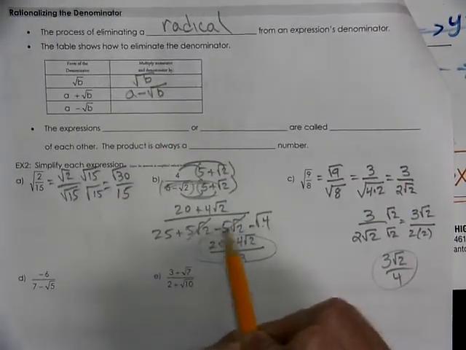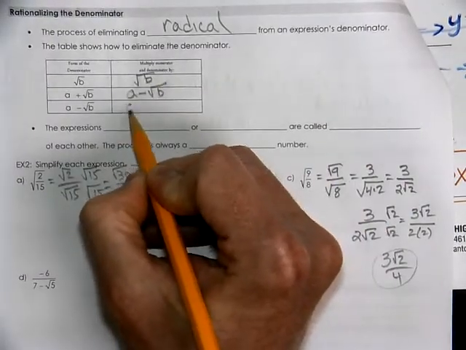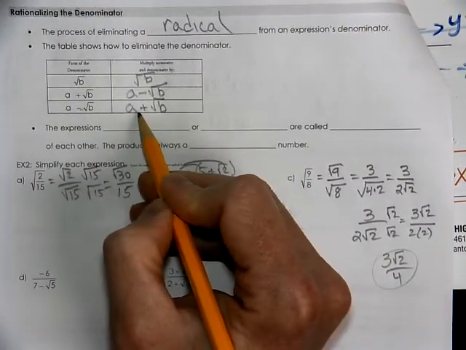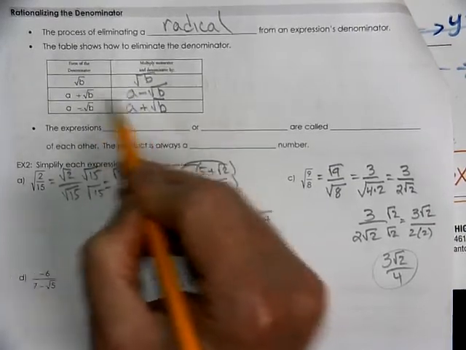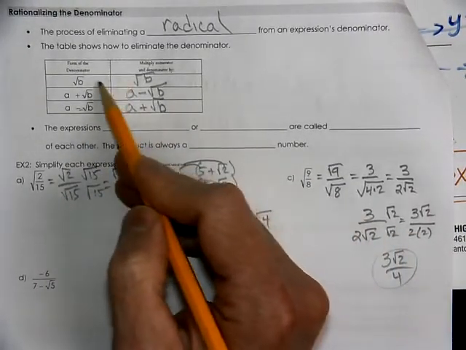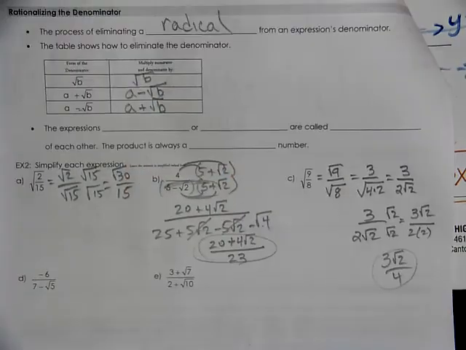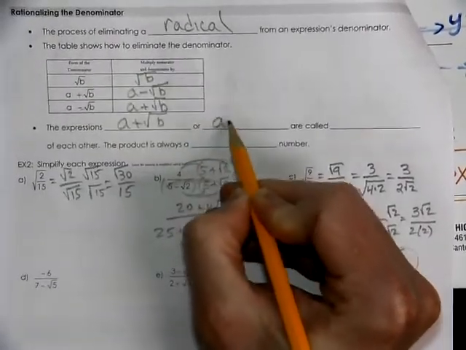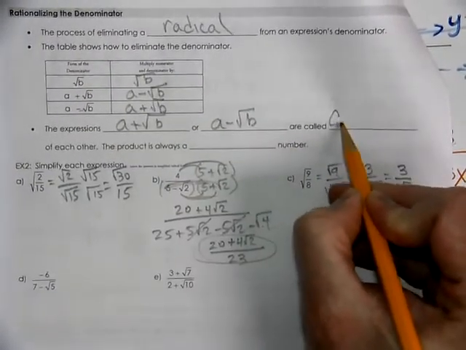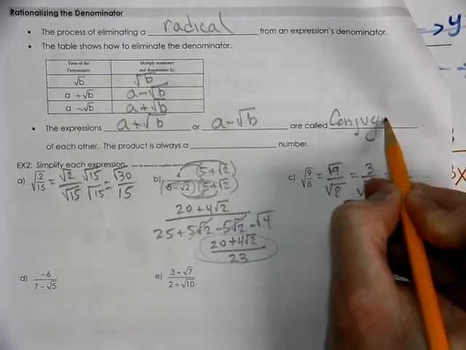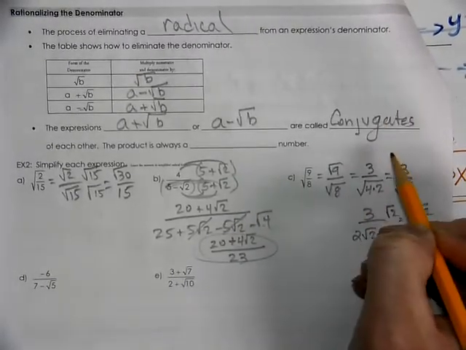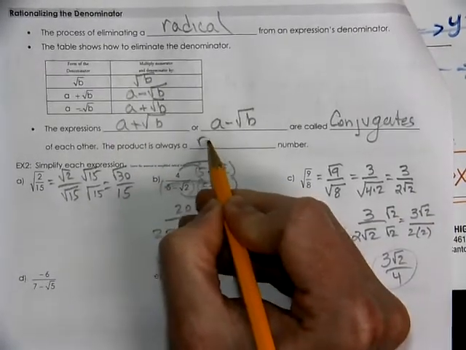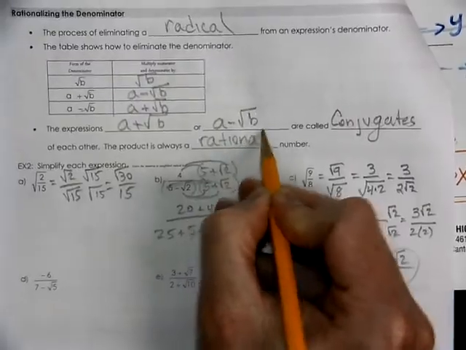An example of that was right here. The middle terms crossed out. A plus the square root of b would be the conjugate of a minus the square root of b. These are not considered conjugates because they're just the same term. So the expressions a plus root b and a minus root b are called conjugates. And when you multiply conjugates together, we always get a rational number.